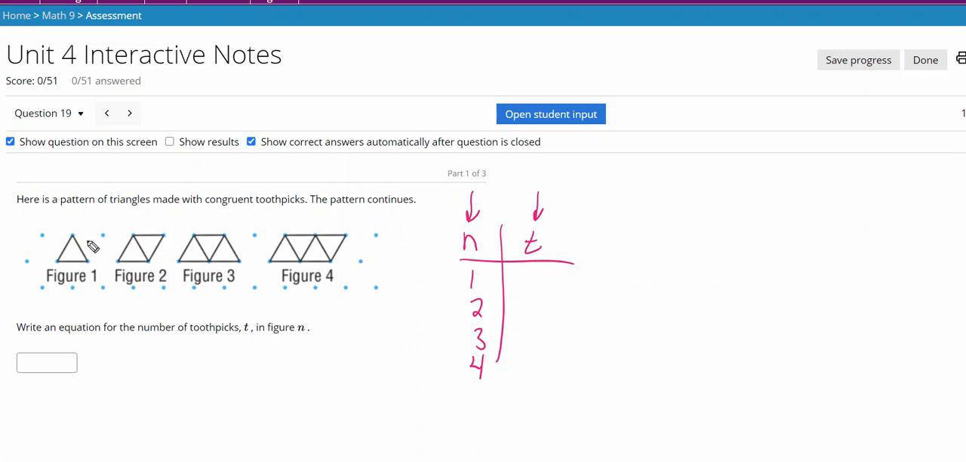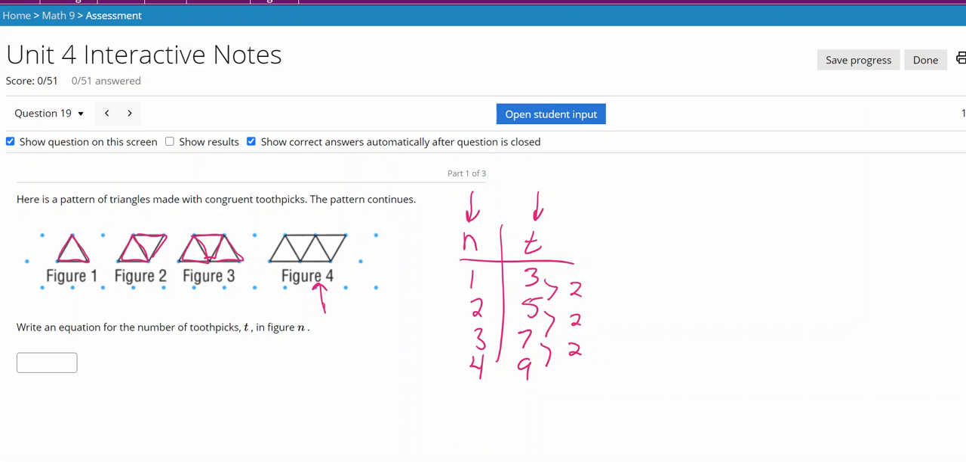Then we can start to get a sense of this if we say figure number 1 has 3 toothpicks. Figure number 2 has those 3 and then another 2, so it has 5. And you could probably get the pattern from here, right? Now those 5 and then another 2, so that's going to be 7. I probably don't even need to count this one. This one's probably going to have 9, right? Do you see the pattern there that these are going up by 2 every time?